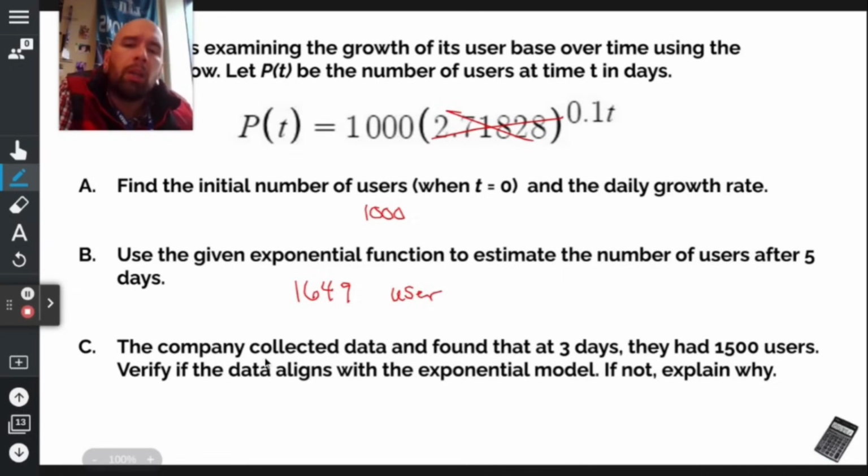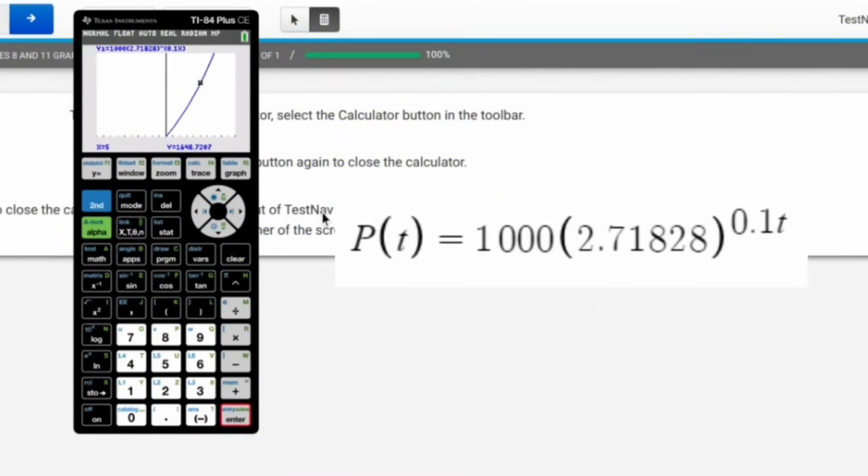The company collected data and found that at 3 days, they had 1,500 users. Verify if that data aligns with the exponential model. If not, explain why. All right, so let's plug in 3. Trace, value, 3. And no. So I'm going to say no because it's more like 1,350-ish. So the data that this company collected does not verify.